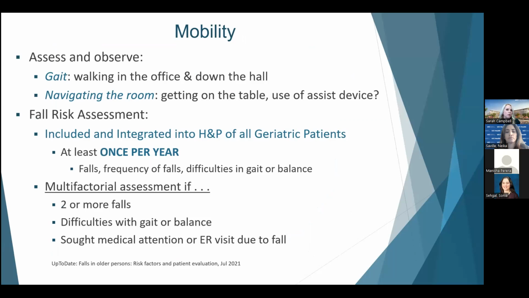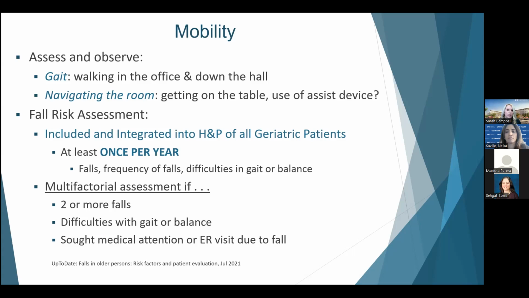We need to understand that falls obviously increase the risk for morbidity and mortality, but we should be doing formal fall risk assessments. This should be happening at least once a year, but if they're having frequency of falls, so if they have 2 or more falls per year, difficulties with gait or balance, or if they've sought medical attention or have had an ER visit because of a fall within the past year, then there should be a multifactorial fall assessment. That's more comprehensive.